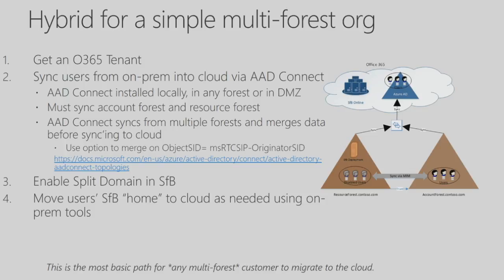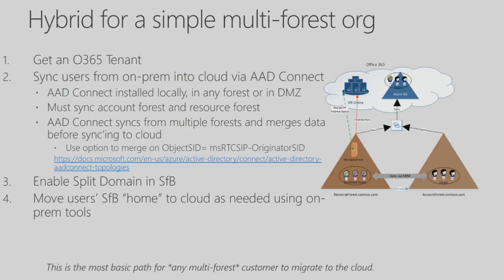And the key is that you're going to merge the contents. There's an option in AD Connect where you can choose to say objectSID equals msRTCSIP-OriginatorSID. That's the option you want. And it's also the option that works for Exchange attributes as well. They have a different attribute, but it covers both of them. And that link there gives you all the details on it. And so then you'd enable split domain. And then finally, as you move users into the cloud, you would actually move them and change their attributes.